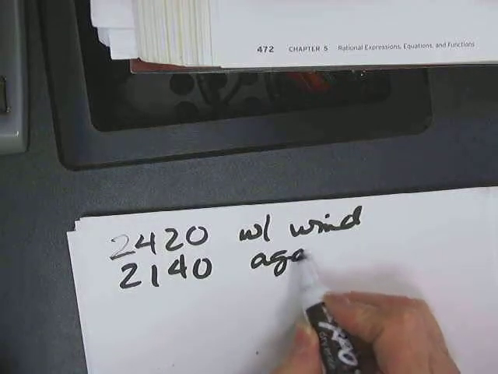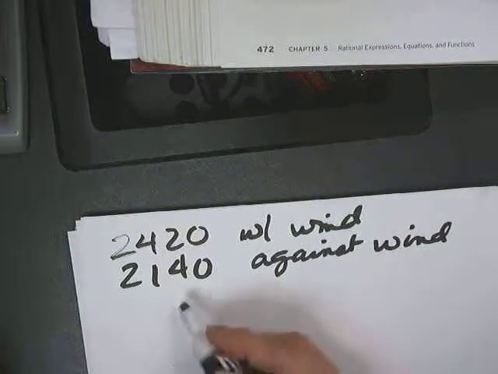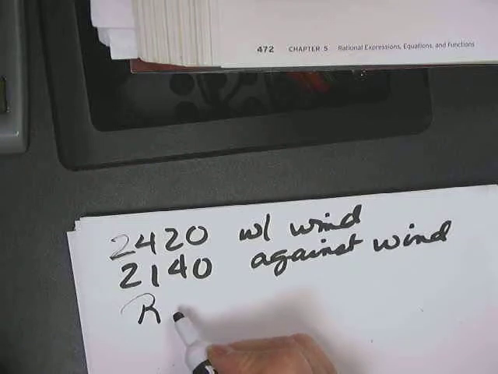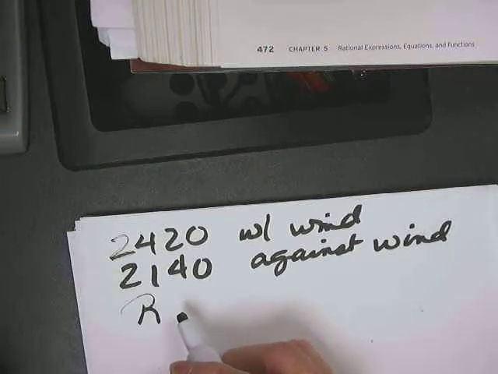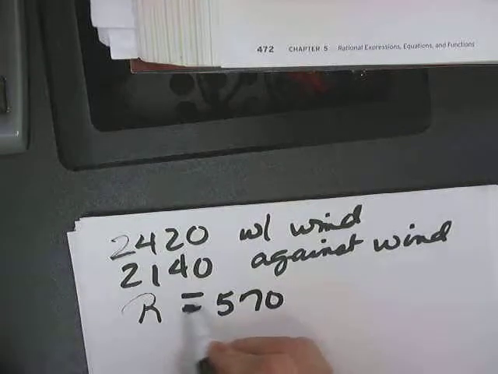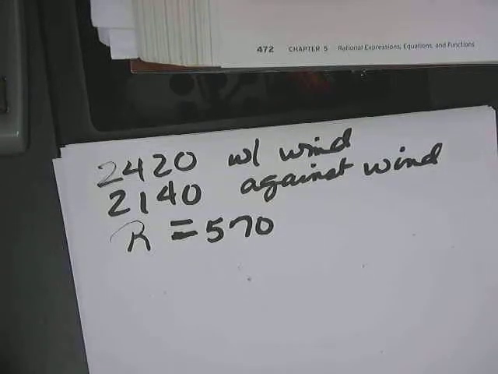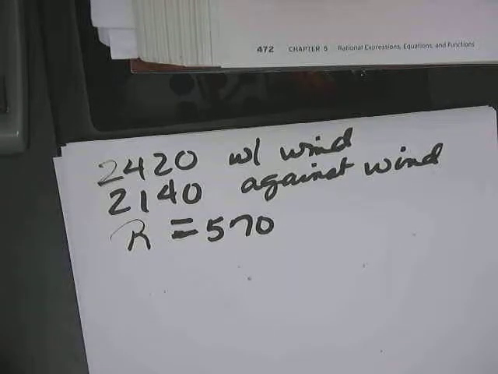Okay. The 747 number we don't need, we need how far it went, right? It went 2420 with the wind, right? And it went 2140 against the wind. And the rate of the plane with no wind against it, in still air, is 570. That's what I got from all those words.